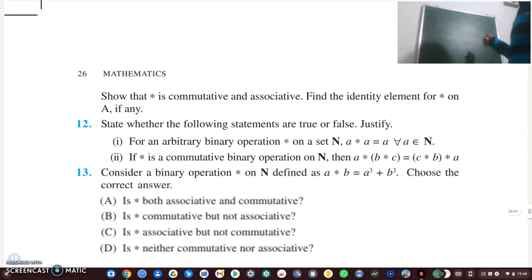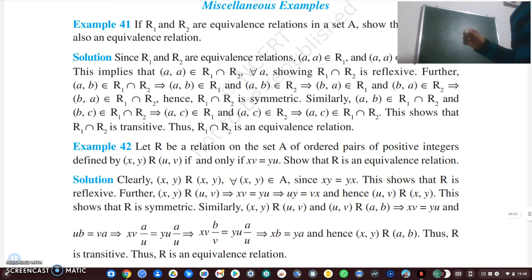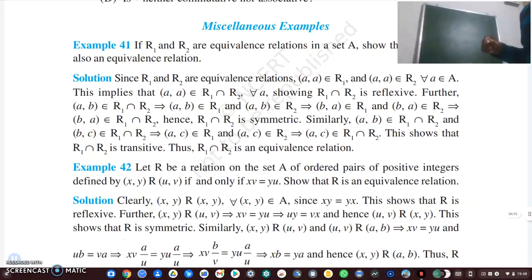Binary operations give us a separate topic. In functions, what we did was there were two sets. In binary operations, there is one arbitrary set X. Then only would it be a binary operation.